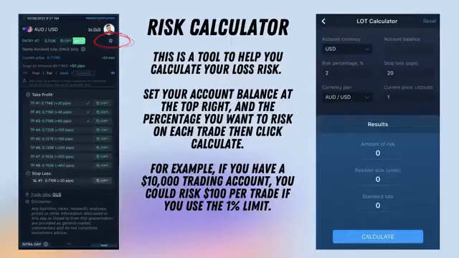This is your risk calculator. So this is a tool that helps you calculate your loss risk. You're going to set your account balance at the top right and the percentage you want to risk on each trade. Then all you have to do is click calculate.